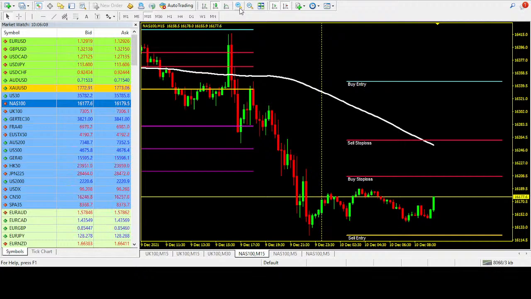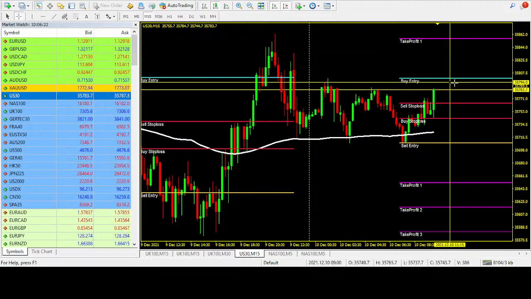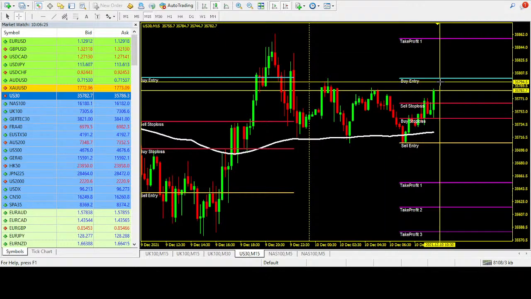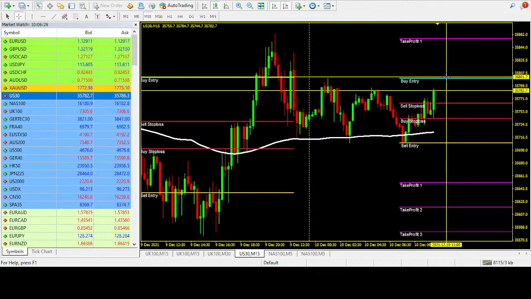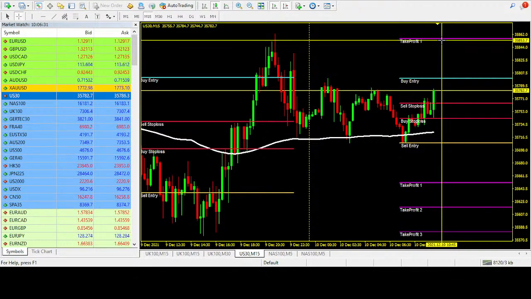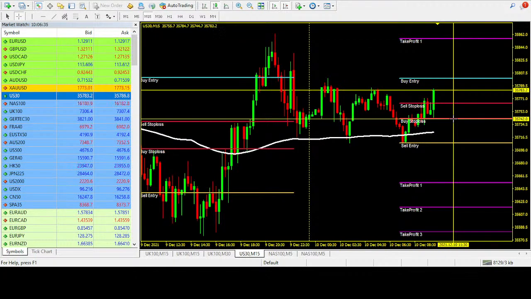But yeah, guys, okay. So let's look at US 30. US 30 as well. Looks like we're going to be above the 100 period moving average, okay? We've got an okay signal coming up here. We might hit this buy entry because it's above the 100 period moving average. All right, and then when we enter a buy right there, our take profit is going to be at 35,855. Stop loss is going to be there.